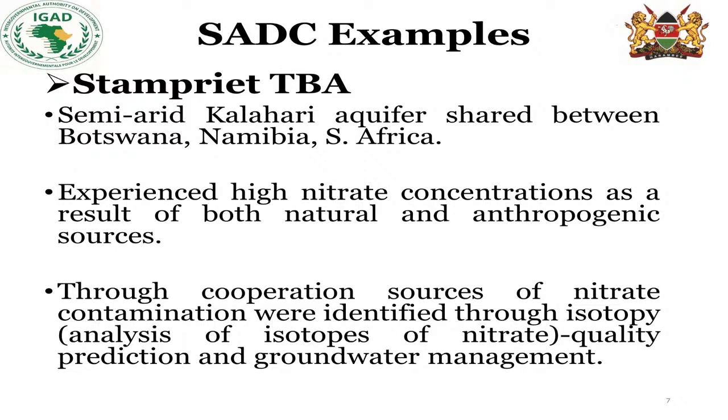So using SADC examples from Stampriet transboundary aquifer, we see that this aquifer was faced by high nitrate contamination, and therefore what they did is they cooperated as the sharing states in identifying the sources of this contamination. They did joint studies and did groundwater monitoring in cooperation together to manage the aquifer.